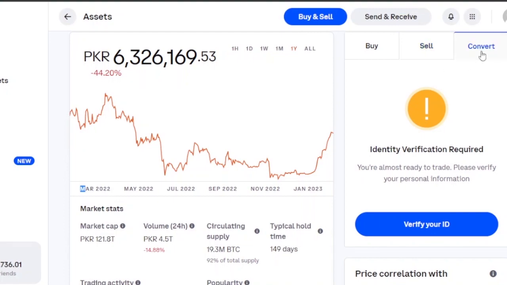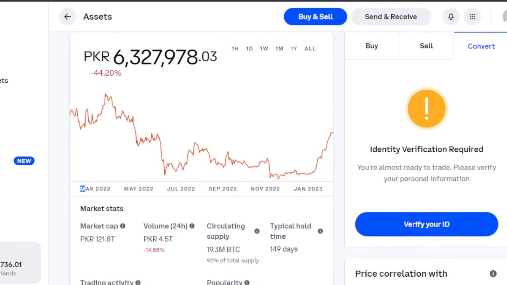And I can also convert my bitcoin into other tokens as well. For example, I want to convert my bitcoin into Ethereum. I'm going to enter, for example, I have 10 bitcoins, and I want to convert them into Ethereum. It is going to tell me how many Ethereums I'm going to get for 10 bitcoins. I can say okay, I convert, and it is going to convert them right here, and I can see them in my assets.